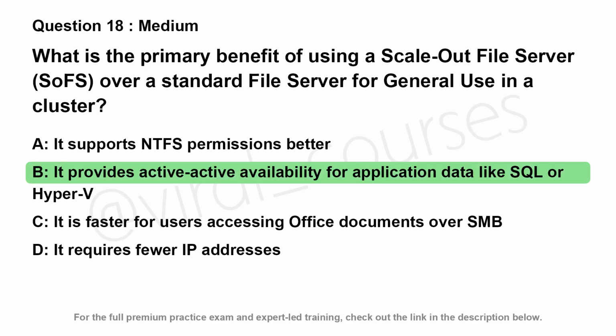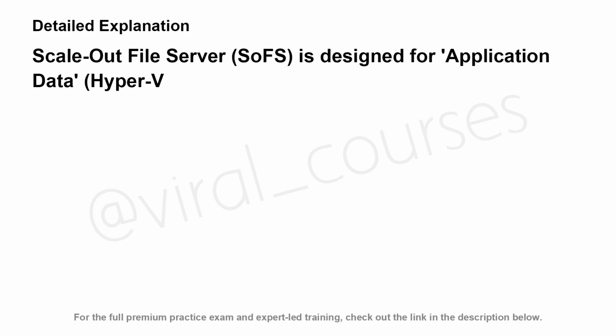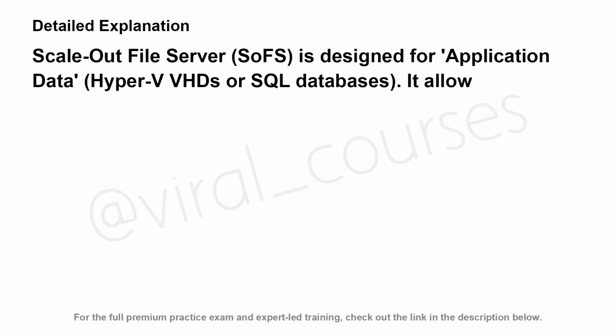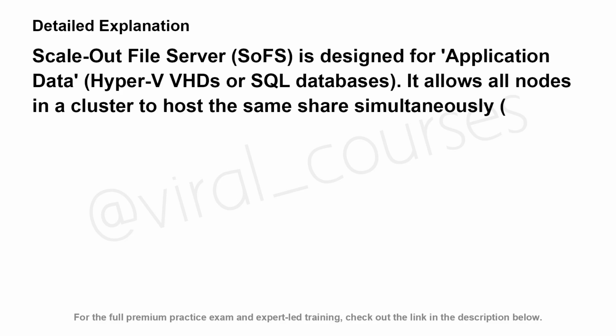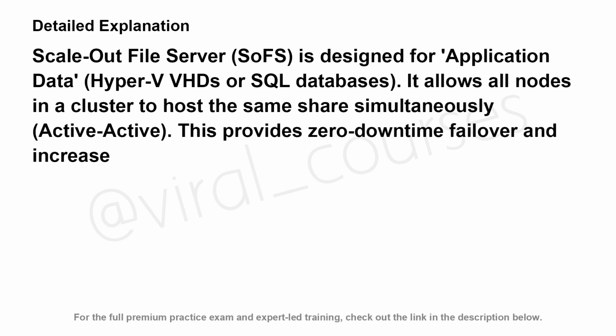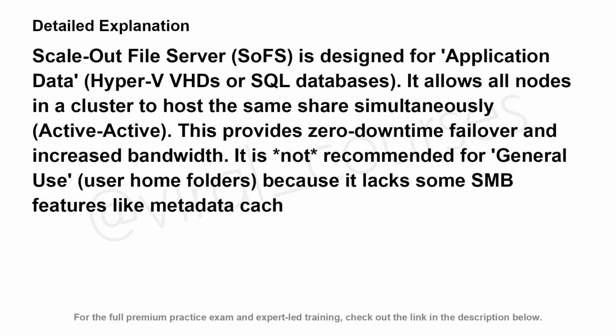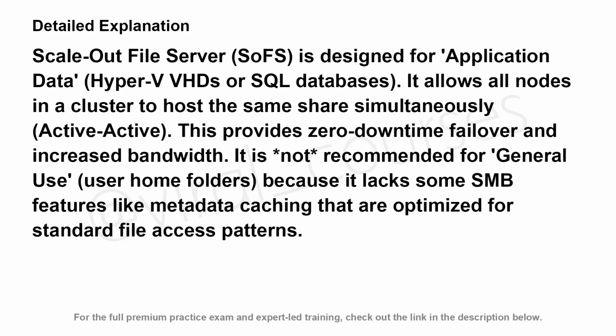The correct answer is B. Scale-out file server (SOFS) is designed for application data, Hyper-V VHDs or SQL databases. It allows all nodes in a cluster to host the same share simultaneously. Active-active. This provides zero downtime failover and increased bandwidth. It is not recommended for general use, like user home folders, because it lacks some SMB features like metadata caching that are optimized for standard file access patterns.